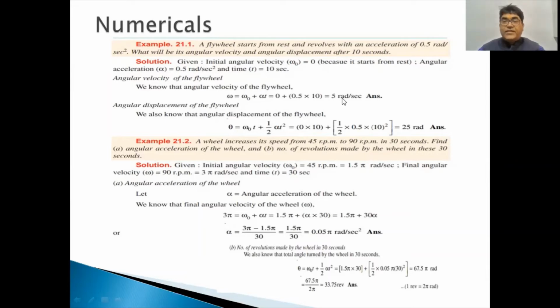5 radians per second. To find the distance or say angular displacement of the flywheel, theta is equal to omega 0 t plus half alpha t square. Inserting all the given values, we will get the final answer as 25 radians.